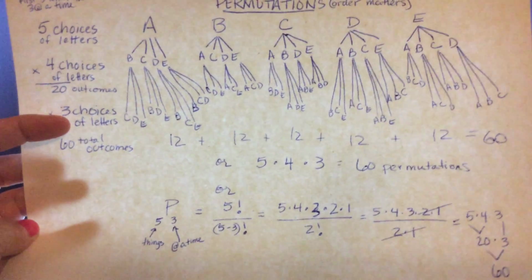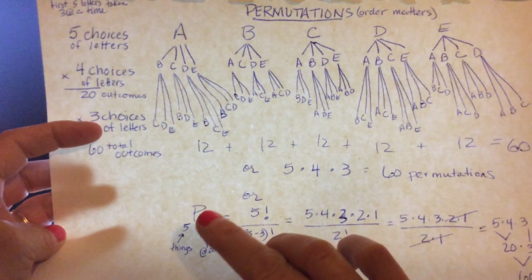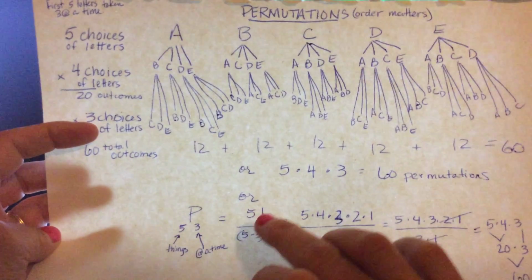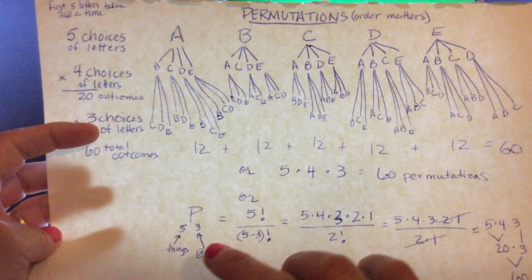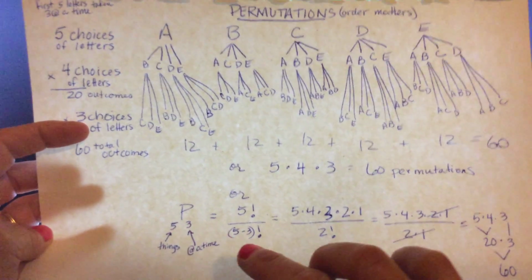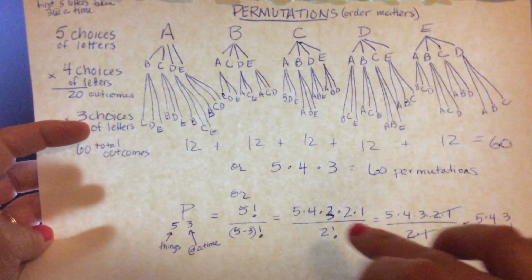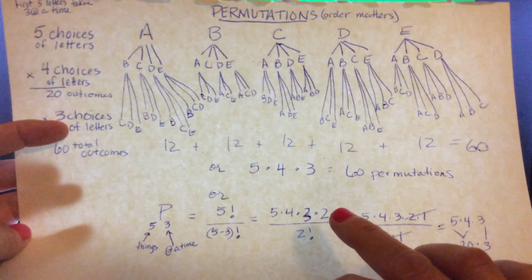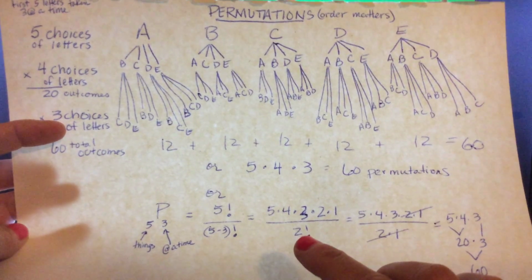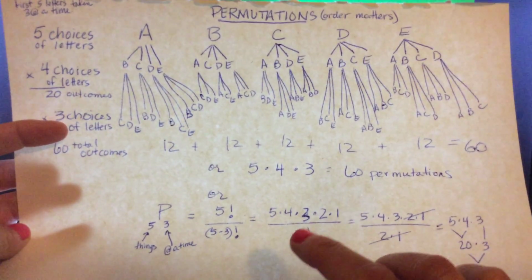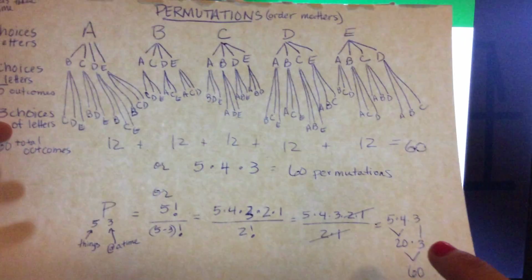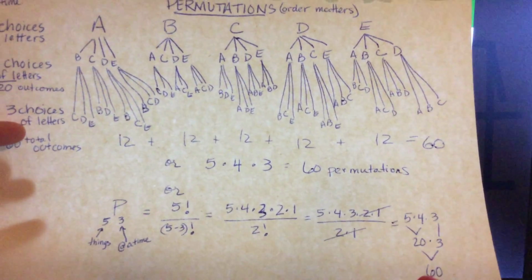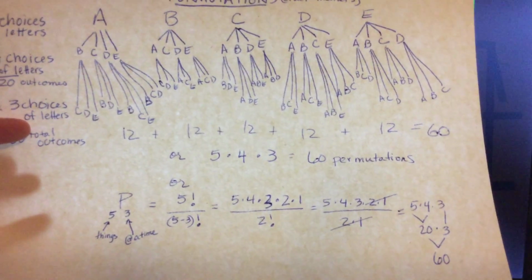Now, the way that's written is the permutations of 5 things taken 3 at a time. And notice that would be 5 factorial over, if you take 5 minus 3, that would be 2, and that's over 2 factorial. And the reason that works is because if you take 5 factorial and you divide it by 2 factorial, you can cancel the common factors, and you're left with 5 times 4 times 3, which is 20 times 3, which is 60. And that works every time.